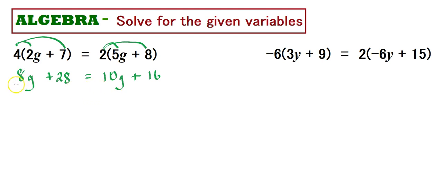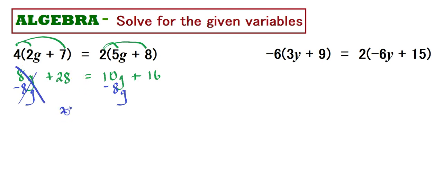So we've got 8g on this side, and we've got 10g on this side. So let's sort that out. What we should do is cancel out the term with the g in it, which is the smallest. So 8 versus 10, so 8 is the smallest. How can we get rid or cancel out positive 8? We minus 8. So we minus 8g, and we do that to both sides of the equations to keep the whole equation balanced.